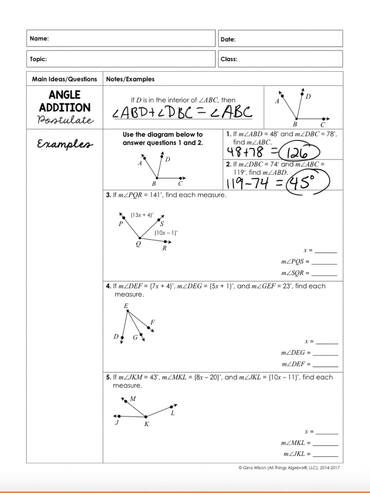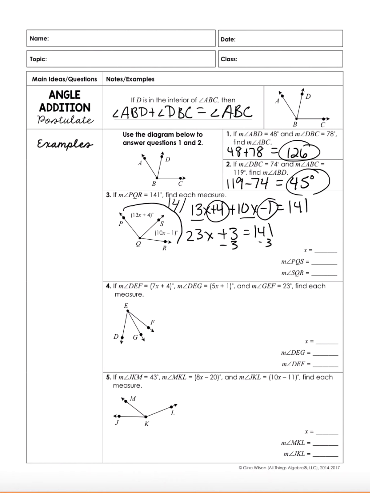So now in this one, I have some more things happening. I still have PQR. It tells me, and I'm going to write this on here, that the whole PQR is 141. So this angle addition postulate says that this part plus this part is going to equal the whole thing. So I'm going to write that. 13x plus 4 plus 10x minus 1 equals 141. Okay, so we can combine our x's to make 23x, combine our constants to make plus 3 equals 141, and I have a two-step where I can solve. Subtract 3, 23x equals 138, divide by 23, and x equals 6.